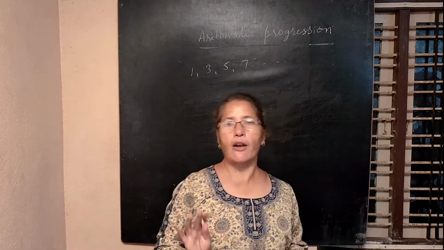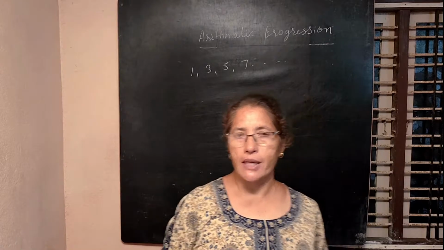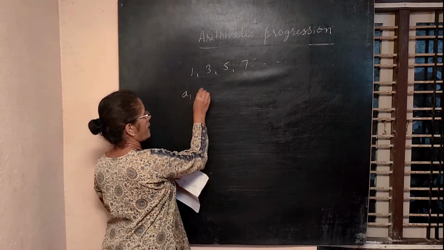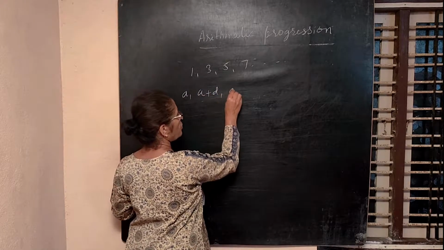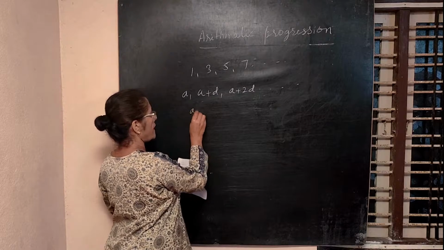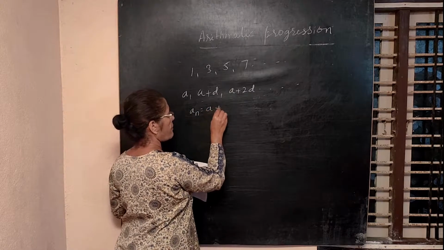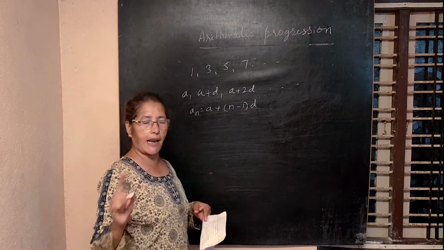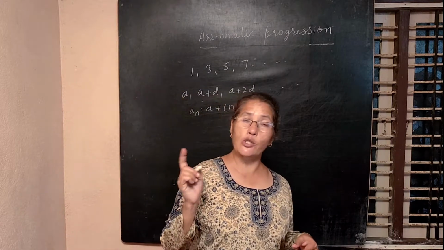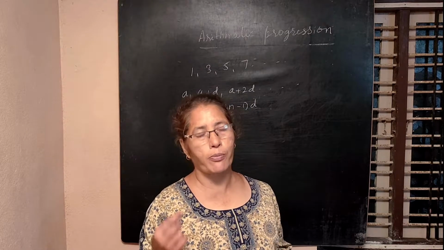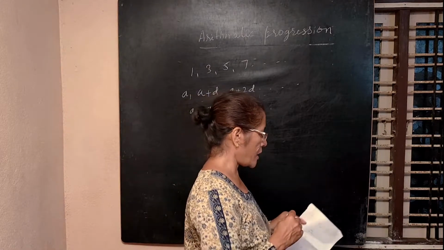So what is the general form of an AP? I can write down the AP in the form of a, a plus d, a plus 2d and so on. So what is the nth term? a_n is equal to a plus (n minus 1) into d. That is what we studied in the last class, and I solved some of the problems. Let me continue solving some more problems in this class.